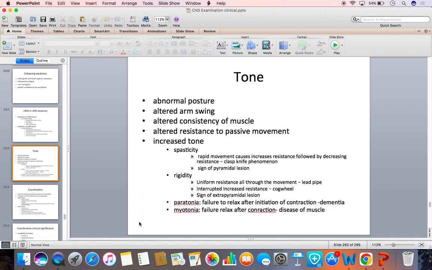Then rigidity is the uniform resistance around a joint for passive movement. The uniform uninterrupted resistance to passive movement. This is called lead pipe. If it is interrupted, it is cogwheel, a sign of extrapyramidal lesions. What is paratonia? After initiation of the contraction of the muscle, failure to relax. This is associated with dementia. Myotonia. Failure to relax after contraction. This is a disease of the muscles.